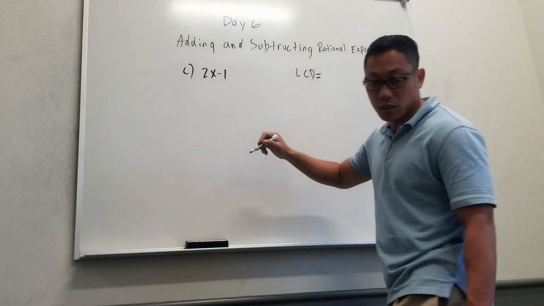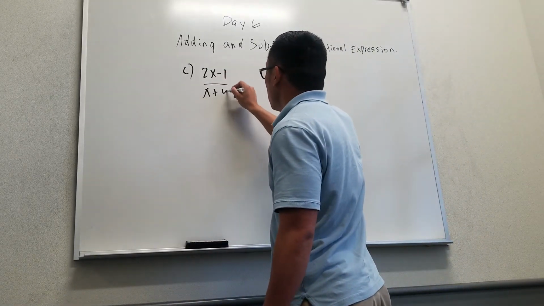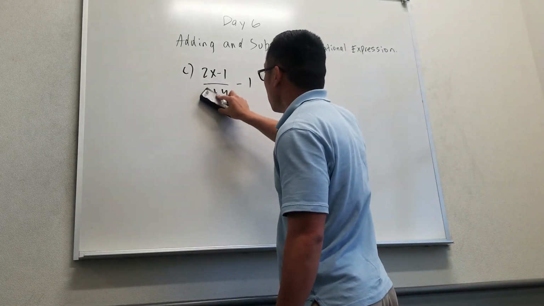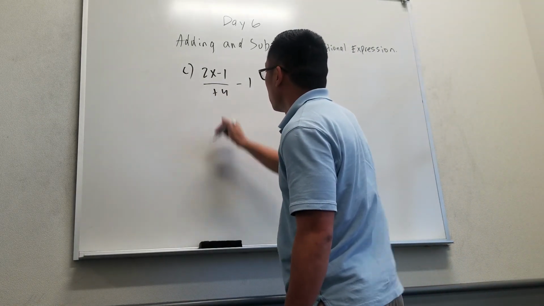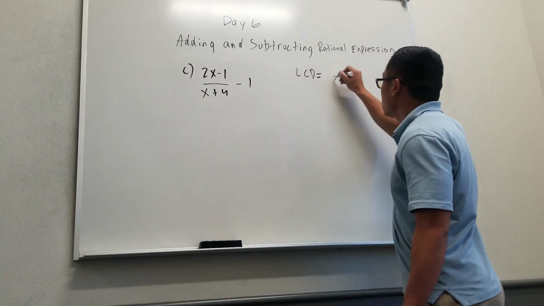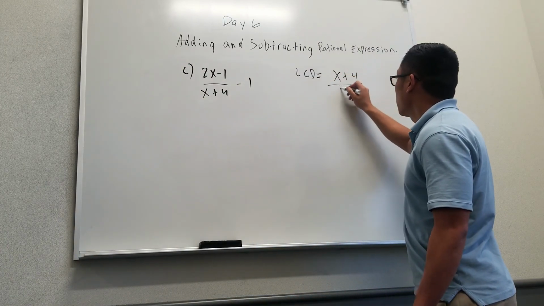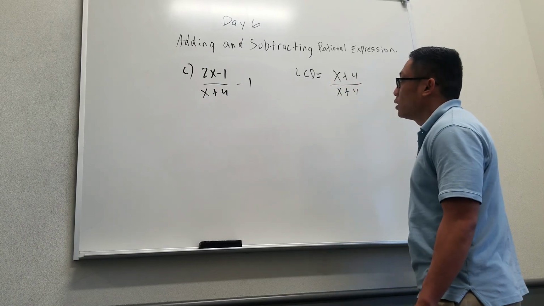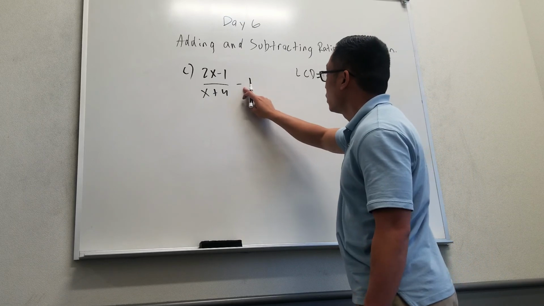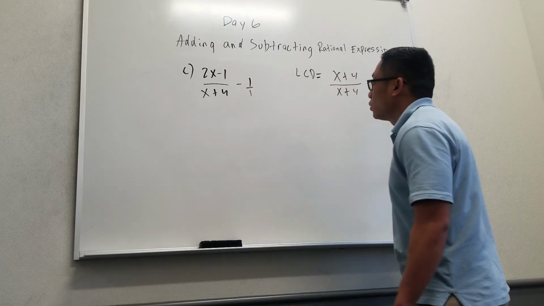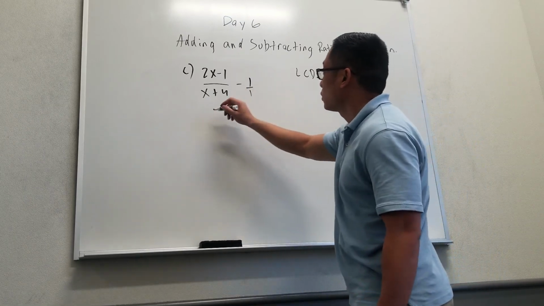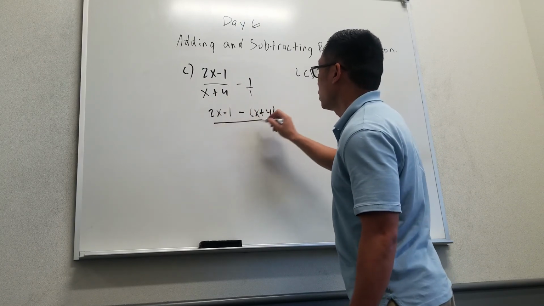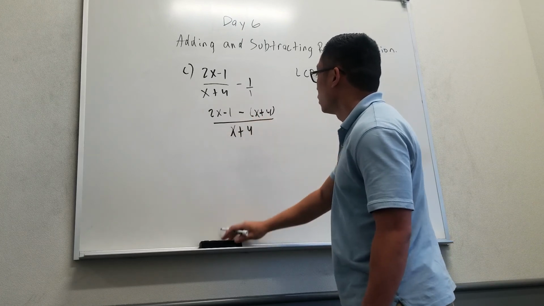So x minus 1, x plus 4 minus 1. Right? So what's the LCD here? It's x plus 4. So we gotta multiply by 1. So it's x plus 4 over x plus 4. Right? And this is really just 1 over 1, right? You think about it. So what's missing? I'm missing this by x plus 4. LCD is x plus 4. Right?